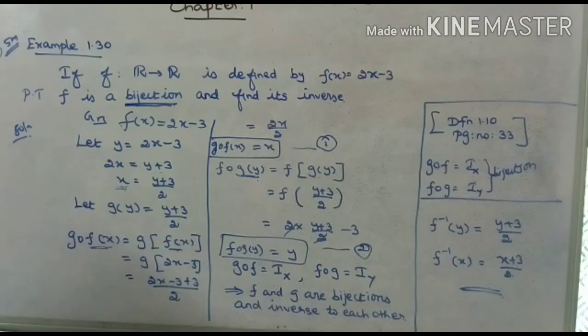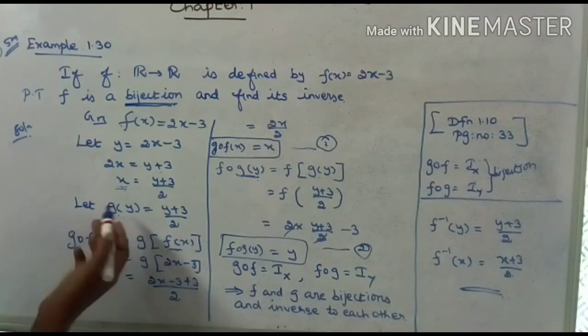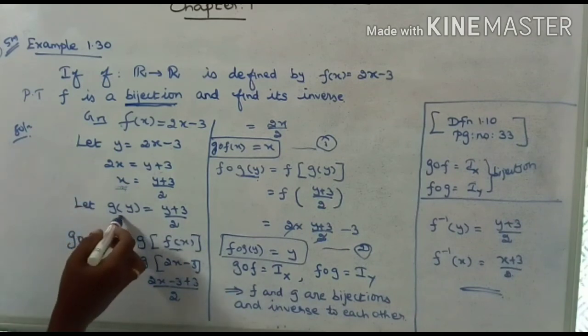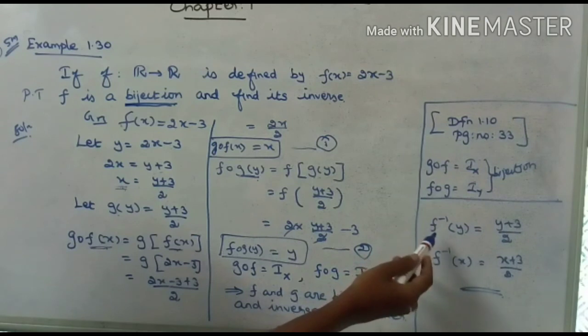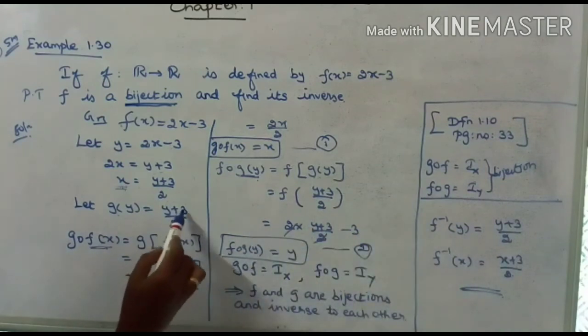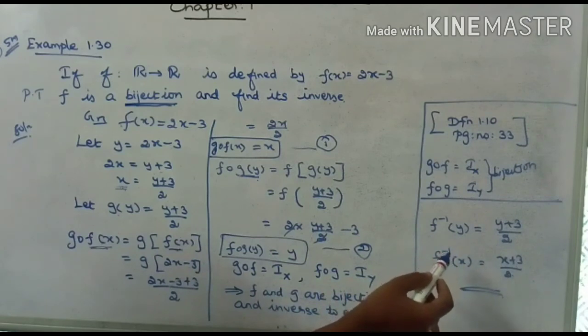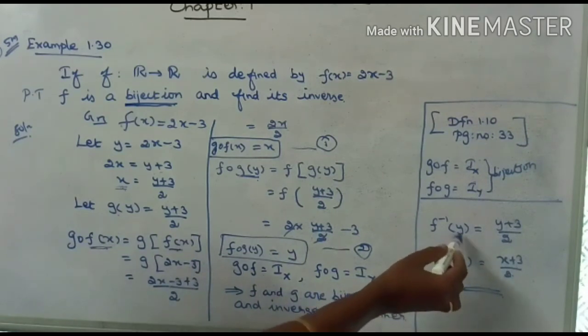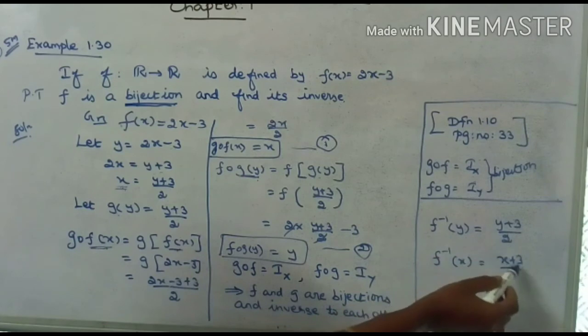So we already know g is the inverse of f. So g of y is f inverse of y, because g is the inverse of f. So f inverse of y is equal to (y plus 3) by 2. Now replace y with x. Where y is, you write x.